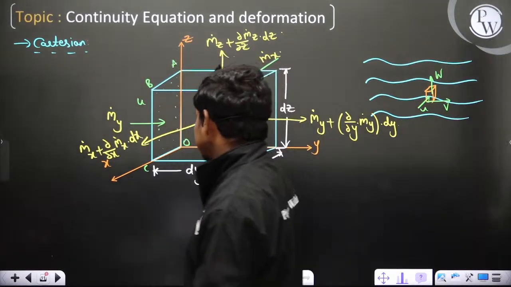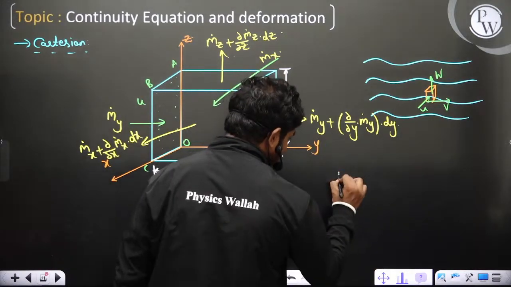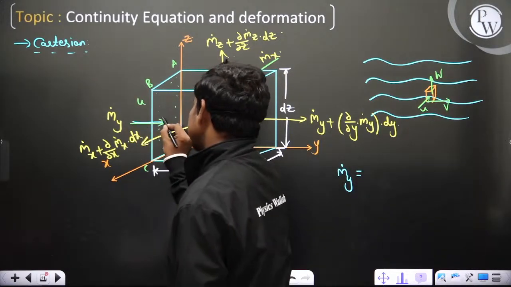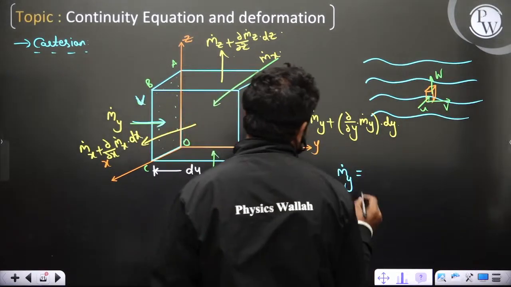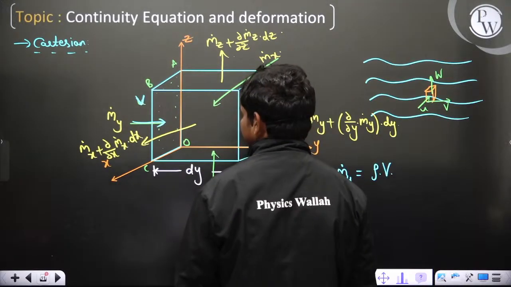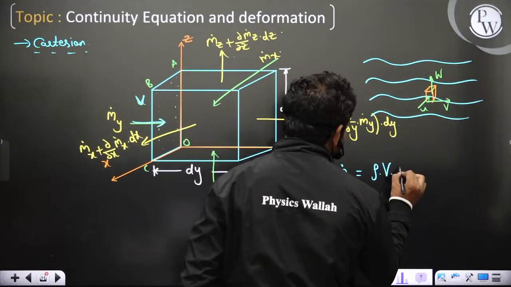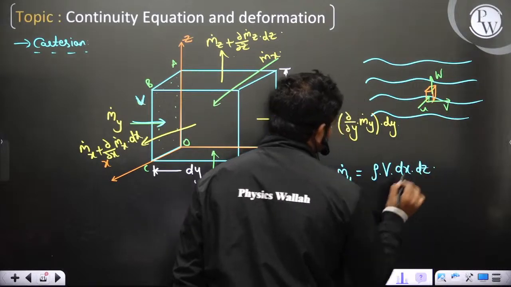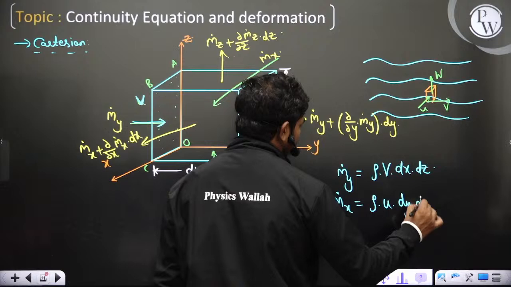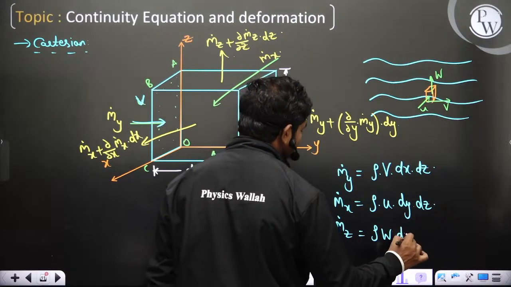Okay, good. So see here, this is y. Now you can understand one thing. This m dot x, if m dot y for example, if you see, let us suppose in the y direction the velocity is v, then the mass flow rate is equal to the density of the fluid rho into v, the y component of velocity, into this flow area, which is dx multiplied with dz. Similarly, m dot x can be written as rho u dy dz, and m dot z is equal to rho w dx dy.